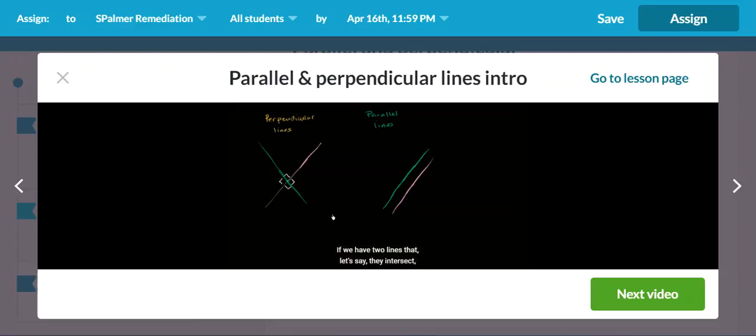If we have two lines that intersect, but they don't intersect at a right angle, so let's say we have that line and we have this line right over here, and they're clearly not intersecting at a right angle, then we call these neither perpendicular nor parallel lines. These lines just intersect.